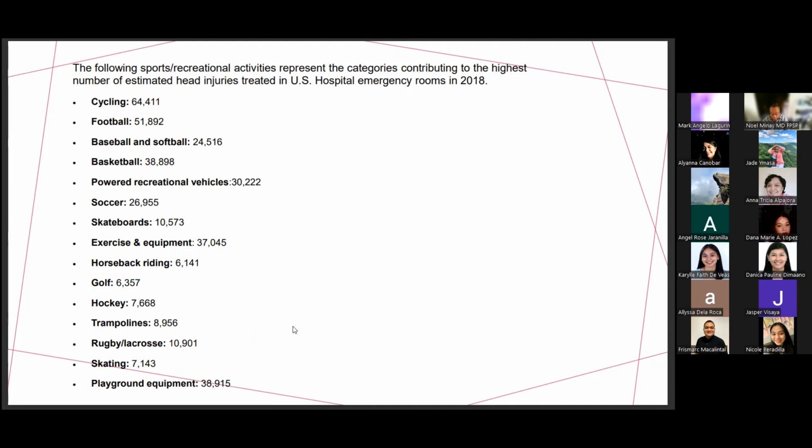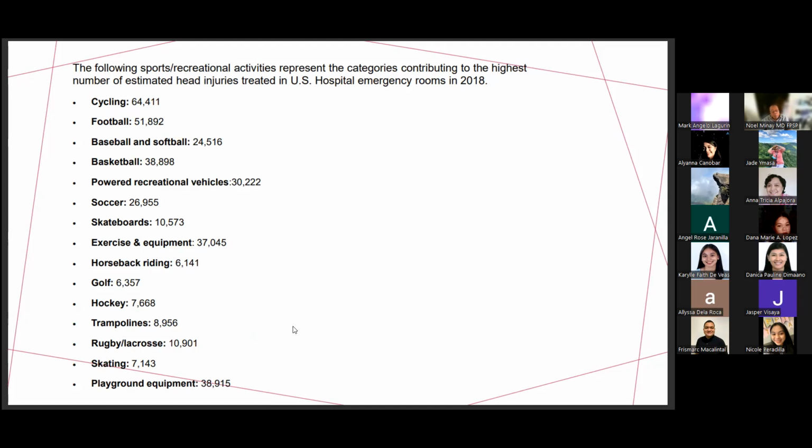Sa hockey, 7,668. And sa trampolines, 8,956. Rugby and lacrosse, 10,901. Sa skating, 7,143. And sa playground equipment, 38,915. Yan, ganyan kadami yung tao na injured sa larangan ng sports.